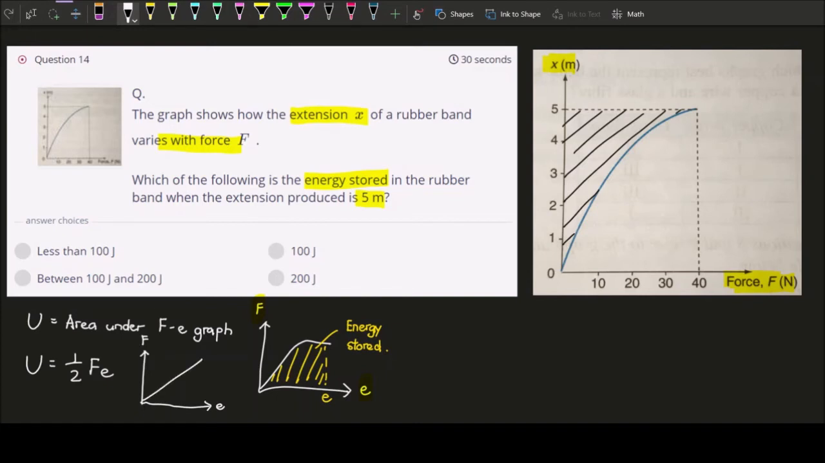Why does it have to be a linear graph? Because if it's a linear graph, then your area under the graph will actually be a triangle. So if it's a triangle, then it will be just half times the x-axis times the y-axis. In this case, it will be half times the x-axis, which is e, times the y-axis, which is F. And that's how you get this equation, half Fe.